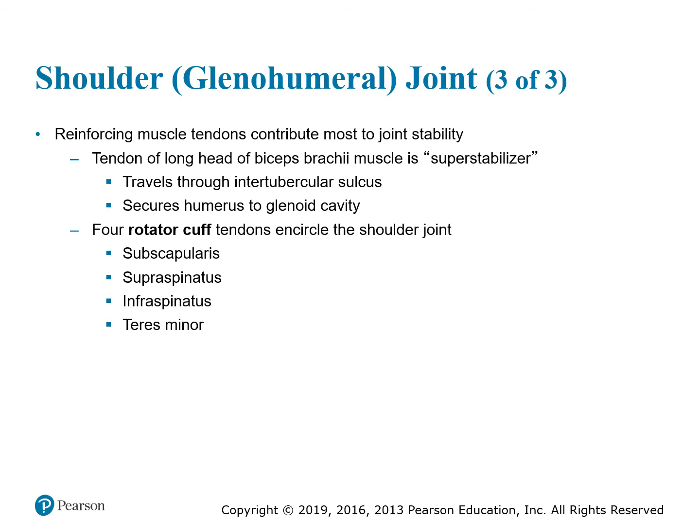Reinforcing muscle tendons contribute the most to the joint stability of the glenohumeral joint. The tendon of the long head of the biceps brachii muscle is the super stabilizer. It travels through the intertubercular sulcus and secures the humerus to the glenoid cavity. We have 4 rotator cuff tendons that encircle the shoulder joint. Those muscles are subscapularis, supraspinatus, infraspinatus, and teres minor.